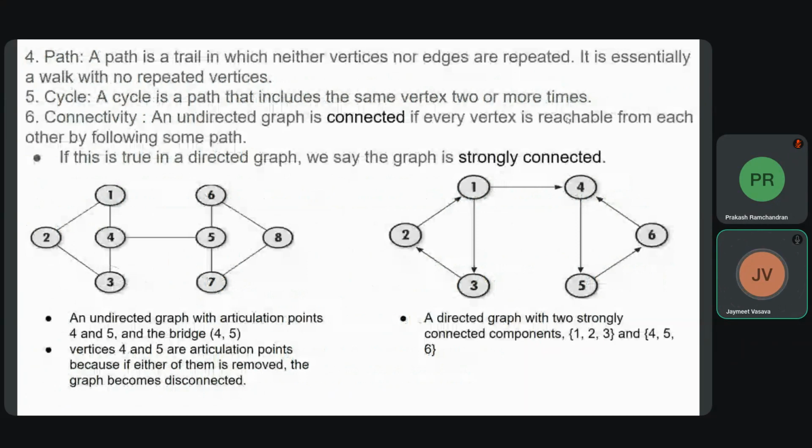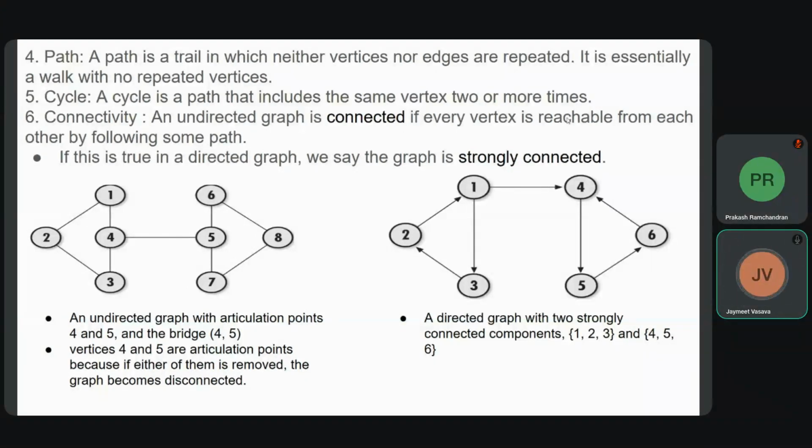Next is path. A path is a trail in which neither vertices nor edges are repeated. So it is essentially a walk with no repeated vertices. Then there is a cycle. A cycle is a path that includes the same vertex 2 or more times. Then connectivity. An undirected graph is connected if every vertex is reachable from each other by following some path. If the same is true for a directed graph, we say that the graph is strongly connected.